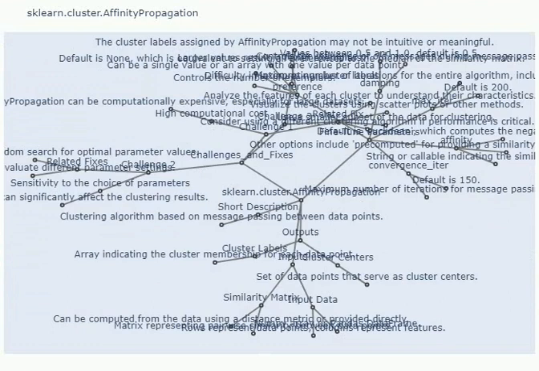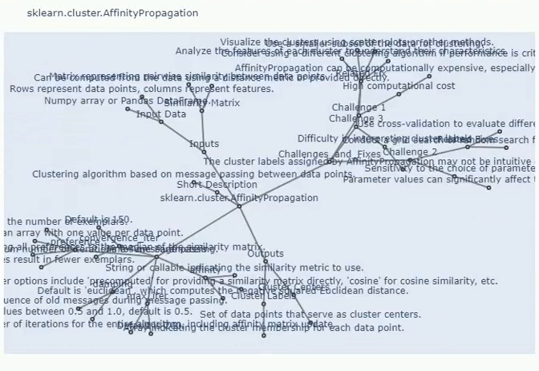Larger values result in fewer exemplars. It can be a single value or an array with one value per data point. Default is None, which is equivalent to setting all preferences to the median of the similarity matrix.